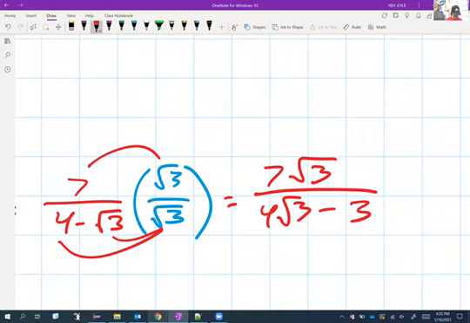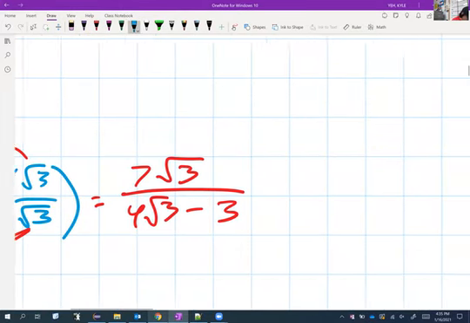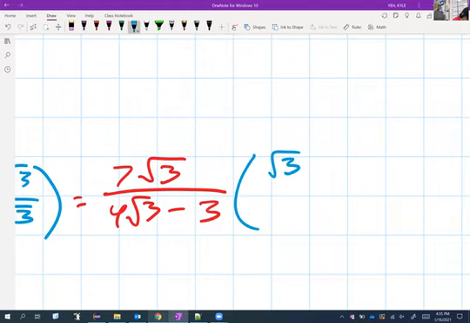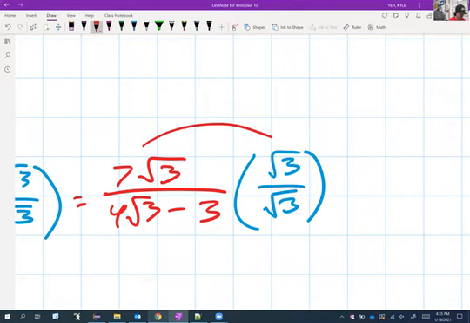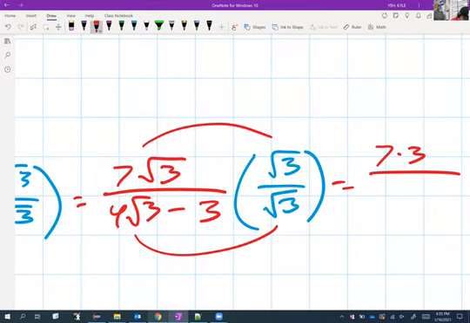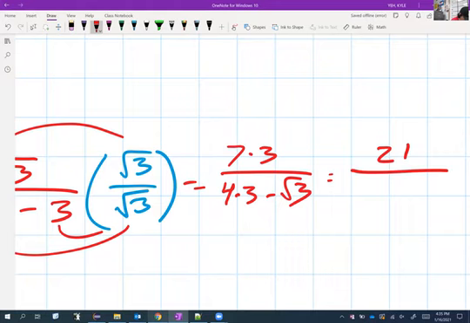But you notice, hey, we've got a 4 root 3 here now, which is an issue. So naturally, we would say, okay, let's multiply this by root 3 over root 3. That'll get rid of that root 3 in the first term on the bottom. So 7 root 3 times root 3. Well, the root 3 times root 3 is just 3. So that's like 7 times 3 over 4 root 3 times root 3, which is similarly 4 times 3, minus root 3. So 21 over 12 minus 3 root 3, excuse me.